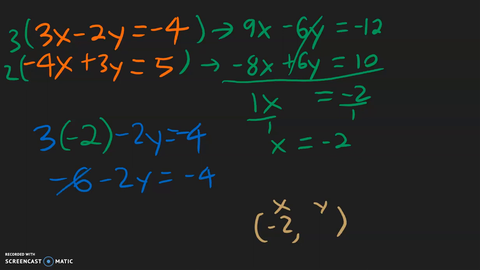Move the minus 6 to the other side, becomes a positive 6. So negative 4 plus 6 is going to be positive 2. And here we have negative 2y equal to positive 2. Divide by negative 2 on both sides. So we get 2 divided by negative 2, which is going to be negative 1. And so our answer is going to be negative 2 for the x and negative 1 for the y.